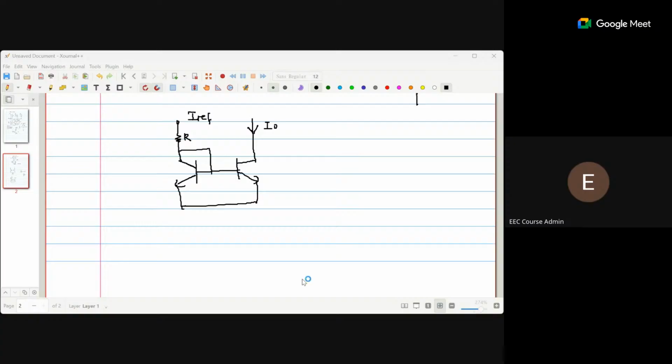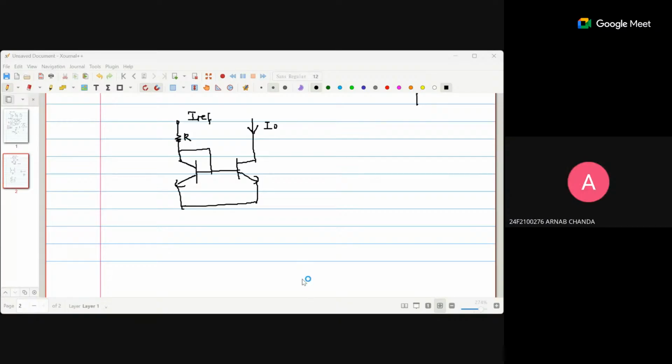The one which you see on the left hand side, in which region of operation would it be? In which region of operation would it be? Forward active region. How will you say that it's forward active region? Is it forward active region?